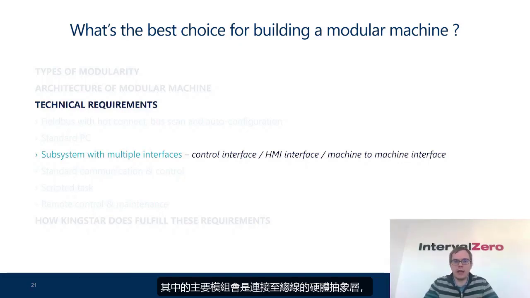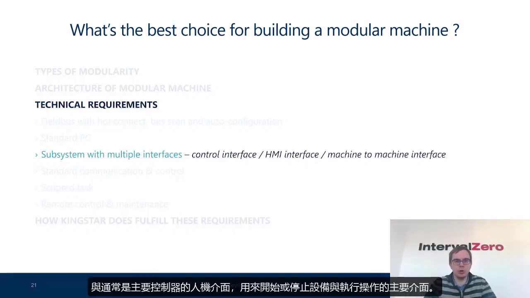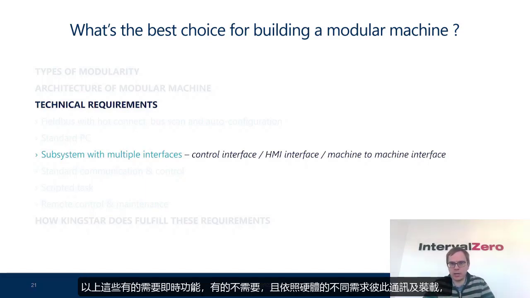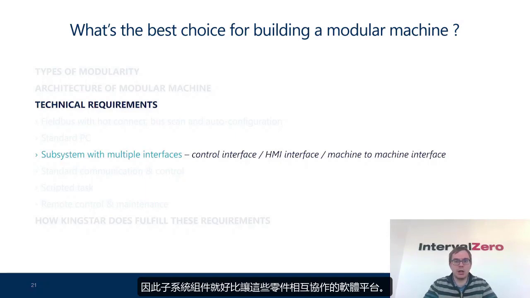Some of the main modules you will have are going to be the machine, the hardware abstraction layer connected to the field bus. Then you will have the machine interface for machine to factory communication. You will have a human interface, which will usually be the main controller, the main interface to select, to stop the machine and to do operations. All of these, some need real time, some do not. They need to communicate and to be loaded depending on the hardware. So the subsystem component is like the software platform that will allow all these pieces to interact.